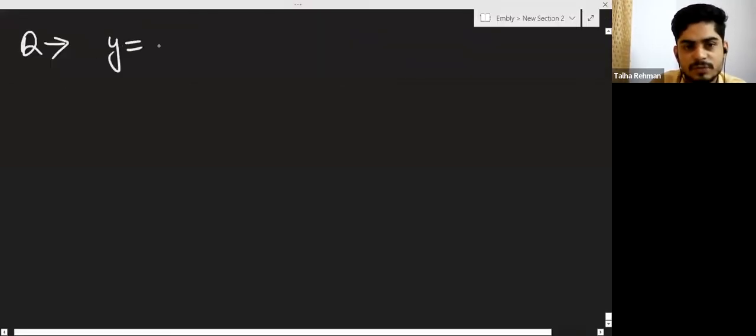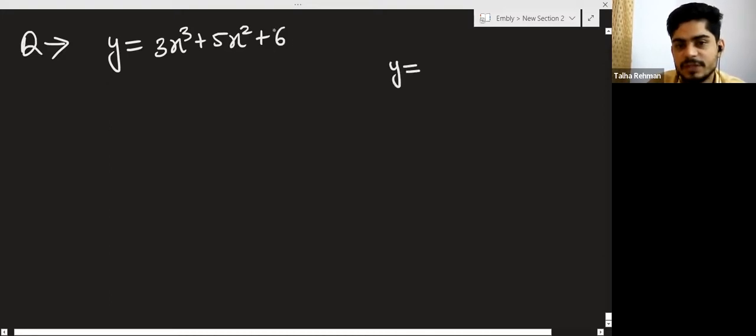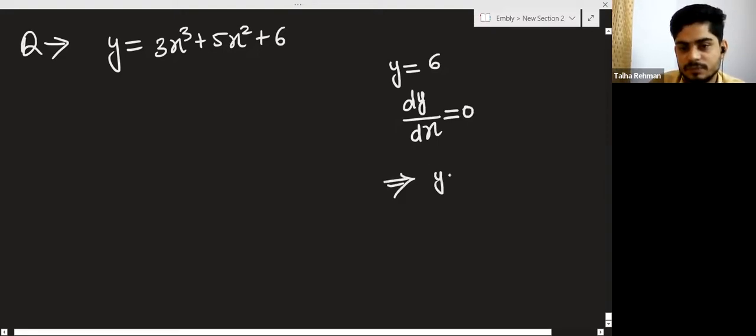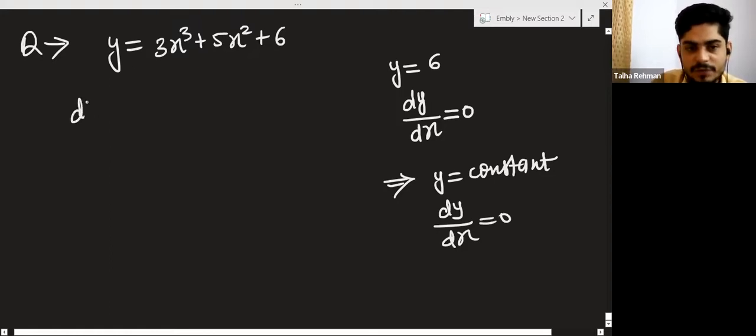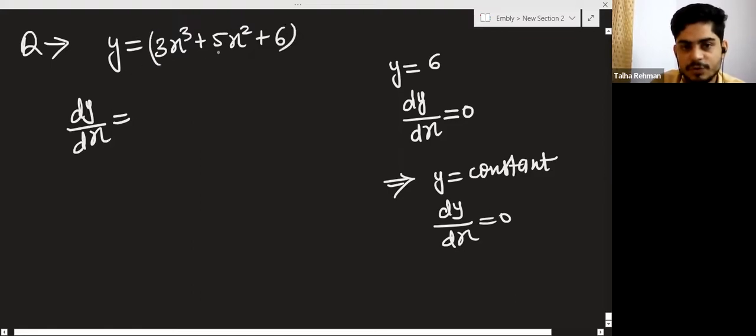If y is equal to 3x cube plus 5x square plus 6, and remember that if you differentiate a constant, any constant, then the differentiation of that is equal to 0. If y is a constant, then dy by dx is equal to 0. So now I want to differentiate this function this time.